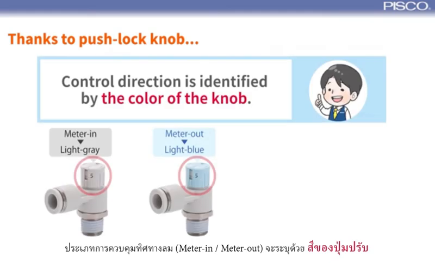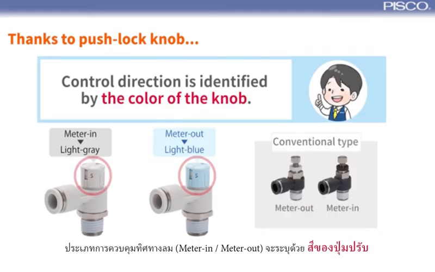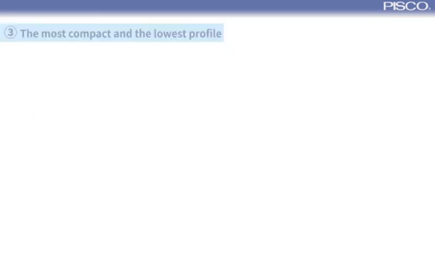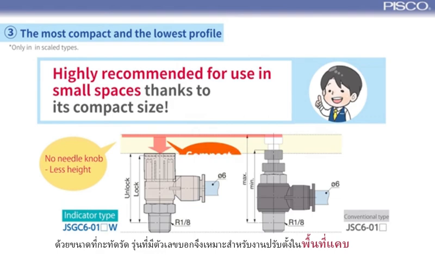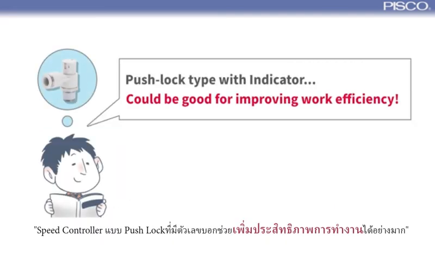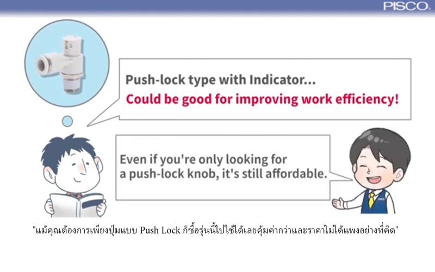The control direction is indicated by the color of the knob. Because of its compact size, the indicator type is recommended for adjustment work in tight spaces. Push-lock type with indicator could be good for improving work efficiency. Even if you are just looking for a push-lock knob, it's still affordable.